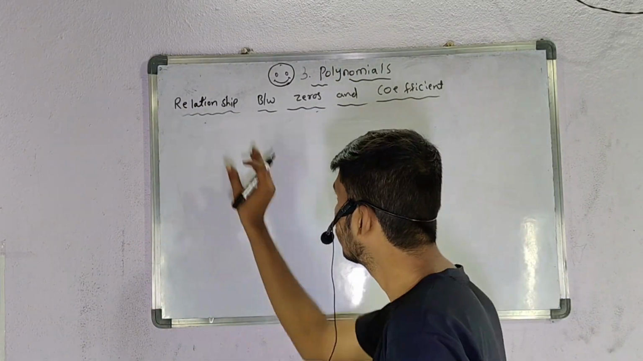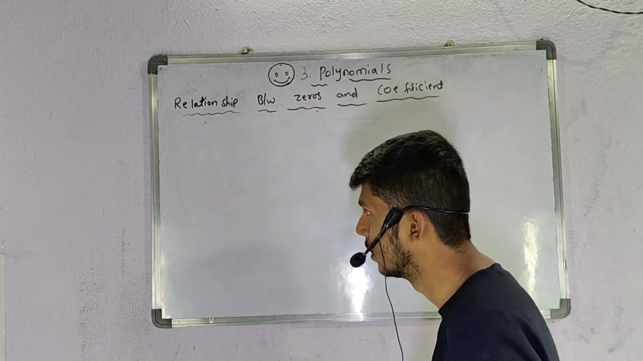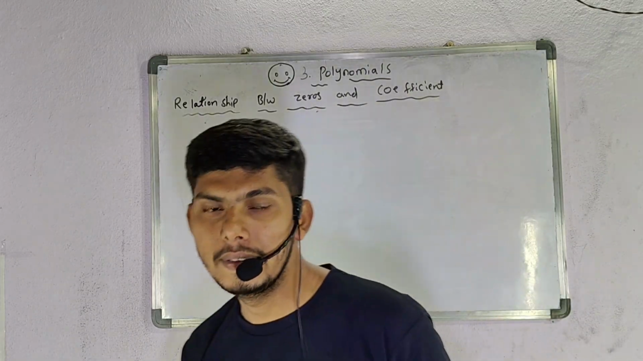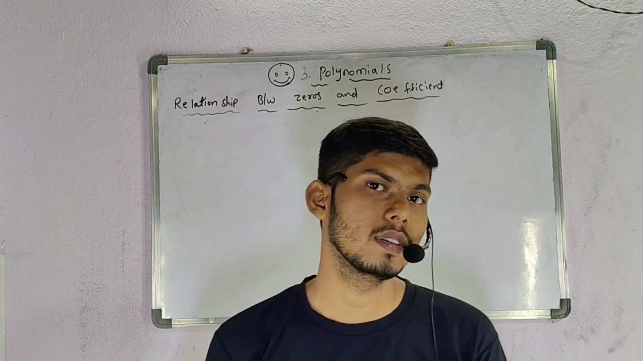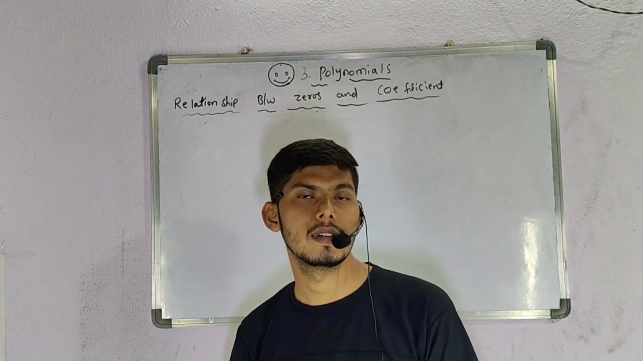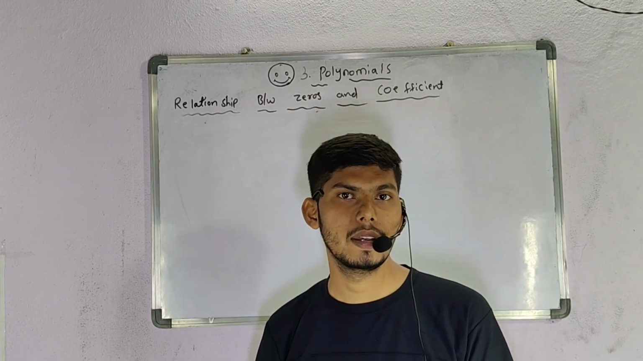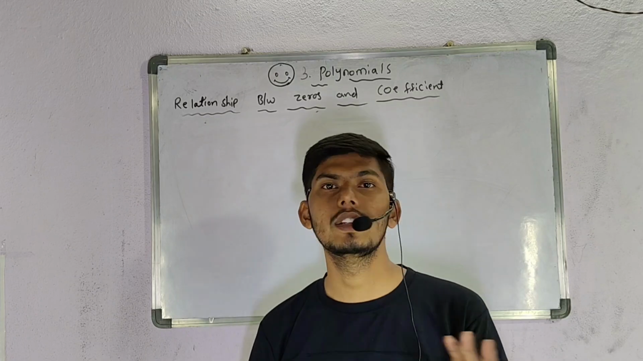We have to find out the relationship between zeros and coefficient. Before going to this type of question, just learn some basic principles and some basic formulas. If you learn that, you can easily tackle any type of questions.